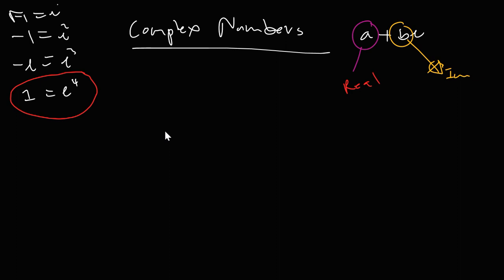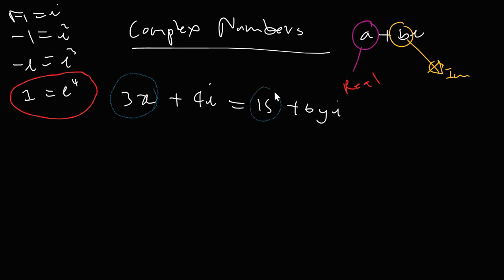One more thing, you need to be able to solve complex number equations, I mean. So you're going to have something like 3x plus 4i equals 15 plus 6yi. Remember, I've been telling you that you always associate the reals only and the imaginary only. So here, for this equation to be equal, it needs to satisfy this condition. The real parts need to be equal to the real parts of the other side, and also the imaginary parts need to equal the imaginary parts of the other side.